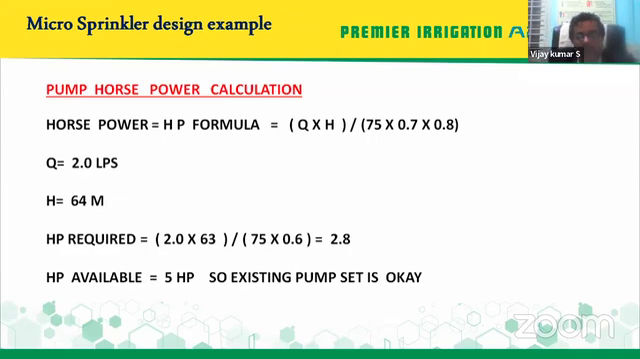In fact, you will have excess water. If you are going to get excess water, you can maybe try to operate 2 valves at a time and see if the entire area is able to be irrigated. So this completes the micro sprinkler design example.